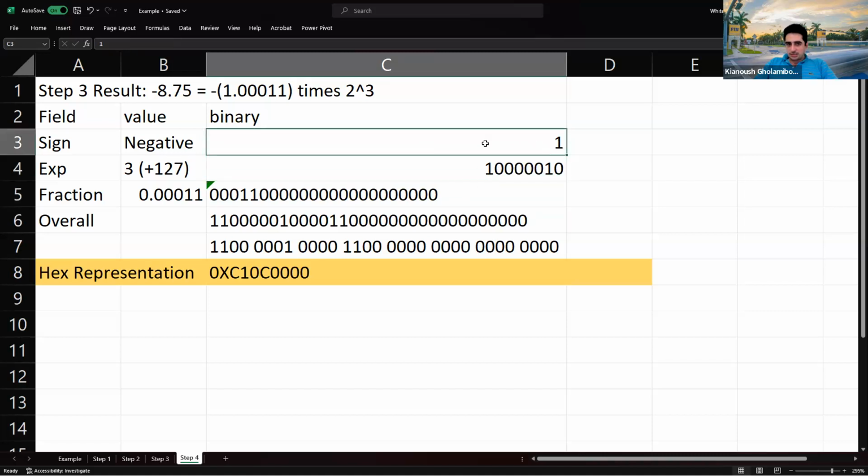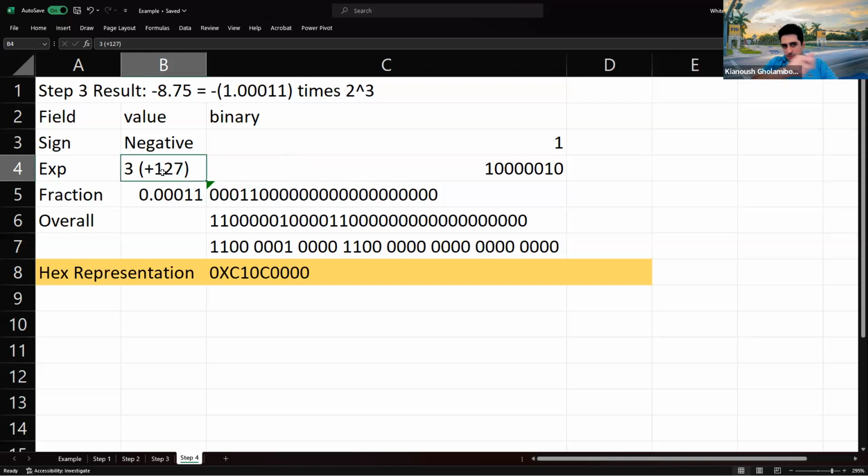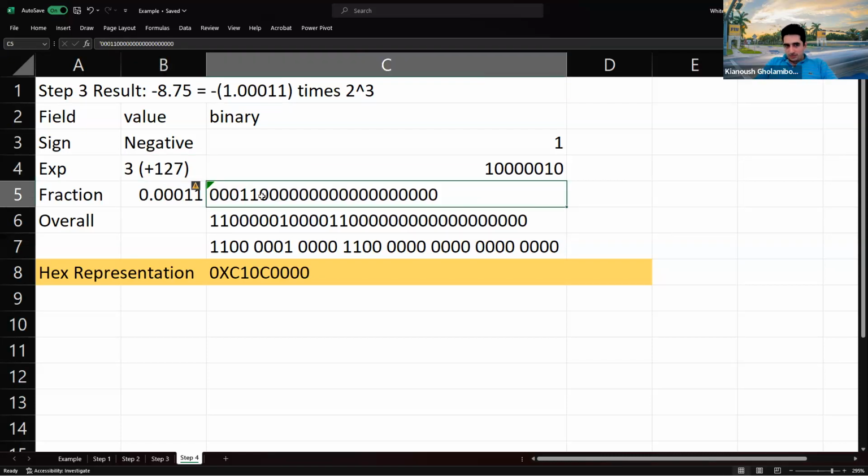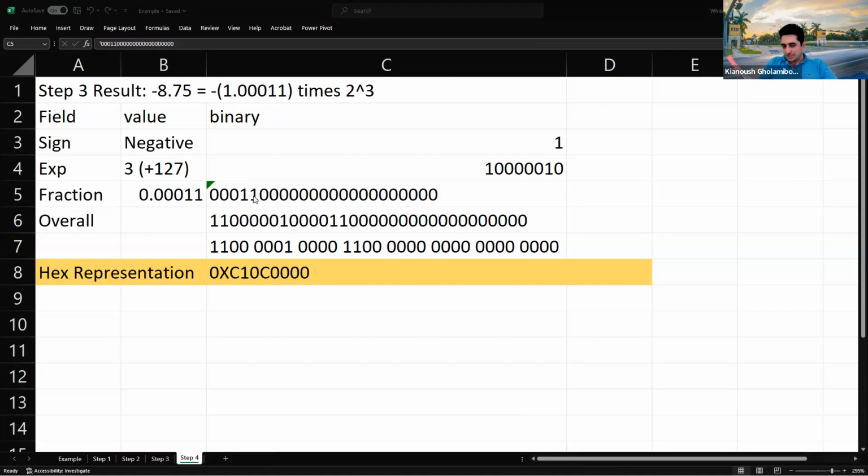Then you're going to make sense of a sign. Sign would be a negative. This exponent is 130, but this is biased, so you need to subtract 127 from it to get the real exponent. And then you need to make a sense out of the fraction. How do you make a sense out of the fraction? The fraction is 0, 0, 0, 1, 1, followed by 17 zeros. First thing is to drop the trailing zeros. We don't care about those.